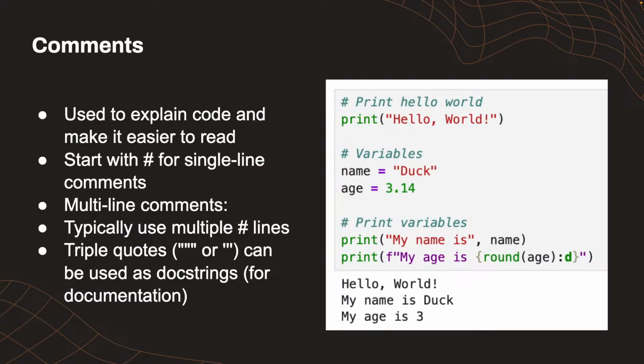And then you can have something like hashtag print hello world as a comment. You can also have multi-line comments. They typically use multiple hashtag lines or triple quotes with the triple speech marks. And it can basically be used as doc strings, which is kind of different from comments because doc strings are typically used for documentation. For example, you may have one for a function, inside the function in the doc string. So it's mainly for more general documentation for other developers rather than single inline comments that you may use with the hashtag.